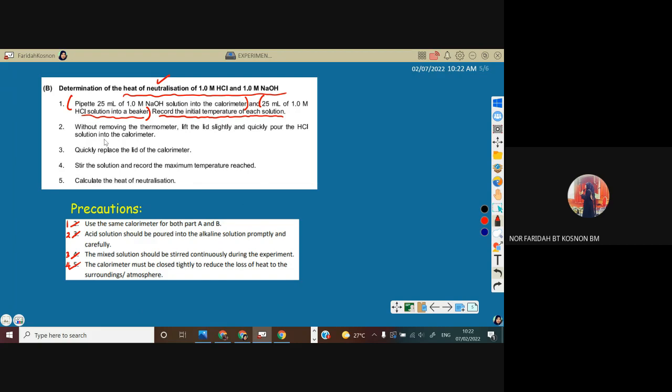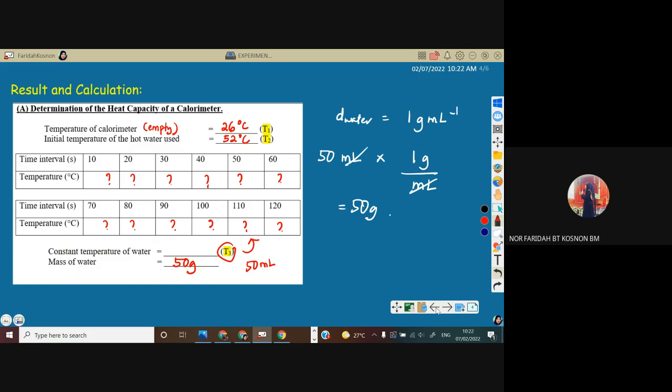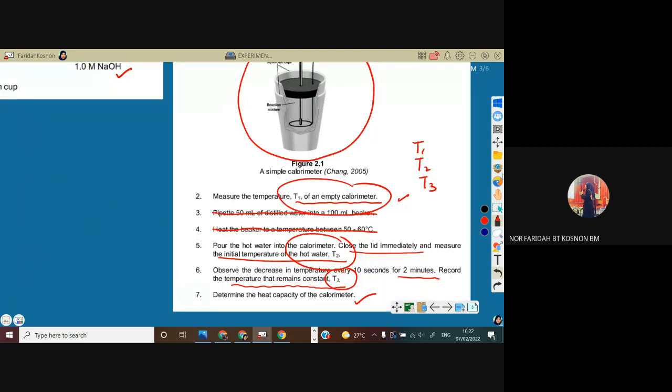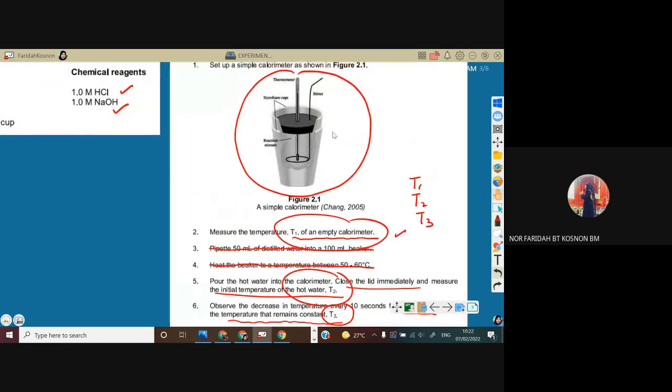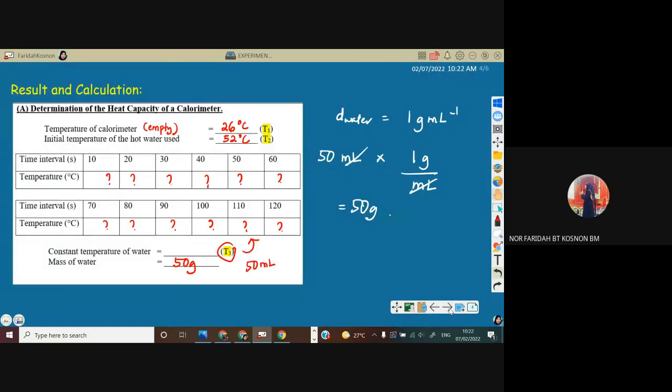Okay, so now you can see here apa yang saya cakap tu tadi betul. Number 2, without removing the thermometer. Nampak? Dekat calorimeter tadi, kalau you tengok pada calorimeter kita, mana gambar rajah tadi? Okay, ni. Ada thermometer. So kita angkat sedikit penutup tu tanpa kita menanggalkan ataupun kita remove termometer tu. Termometer tu maksudnya dah kena standby dekat situ. Angkat sikit dia punya lid.